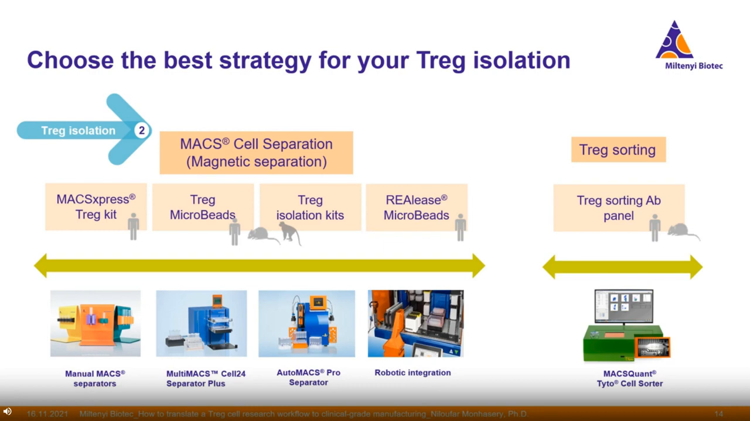But I can tell you, we have MACS cell separation, magnetic separation technology, that offers you different types of kits, and we offer a wide variety of devices, from very manual devices to fully automated robotic integration devices. And besides all these separation kits, we also offer Treg sorting with our unique MACSQuant Tyto Cell Sorters. I'm going to talk about each of these options step by step.